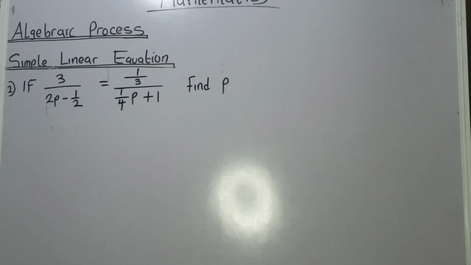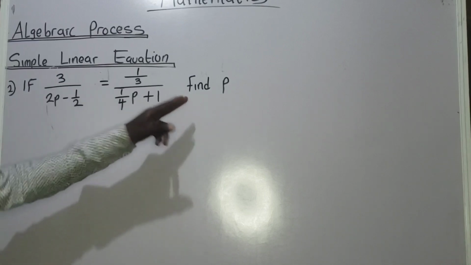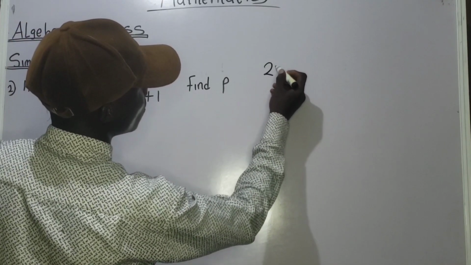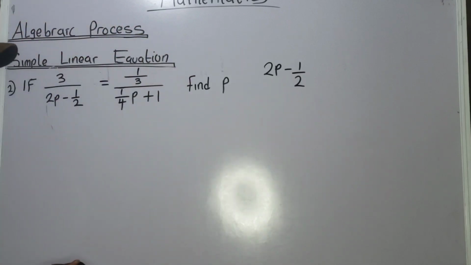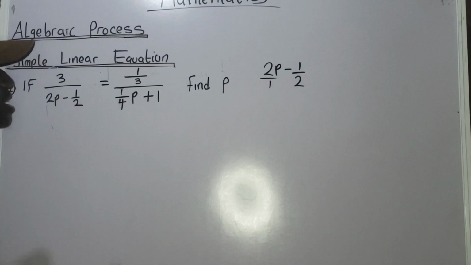Okay, question 2. If 3 all over 2p minus 1 over 2 is equals to 1 over 3 all over 1 over 4p plus 1, we are asked to determine the value of p. Okay, let's start from the right hand side of the equation. Let's solve this denominator. Okay, the denominator is 2p minus 1 over 2. That is the denominator. You understand? Now 2p can be written as 2p all over 1.